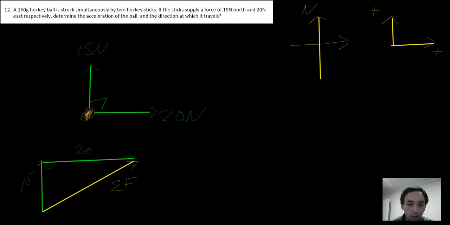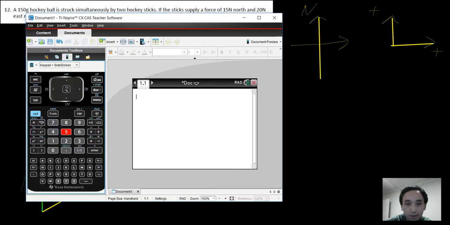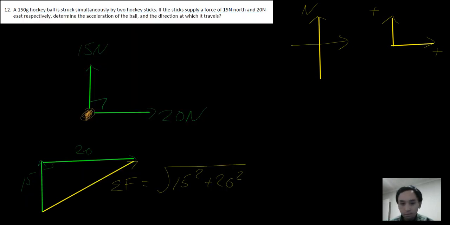And this net force over here will be equal to, let's have a look, I'm going to use Pythagoras here. So we're going to get the square root of 15 squared plus 20 squared. This looks like a Pythagorean triad, but we'll just confirm that this is 25 using our calculator, not our screen capture. So the square root of 15 squared plus 20 squared is equal to 25 newtons.